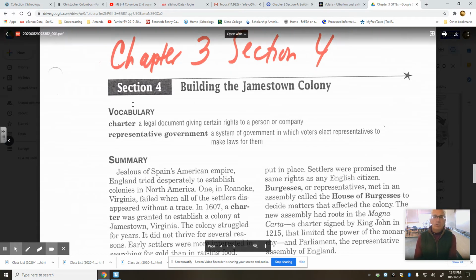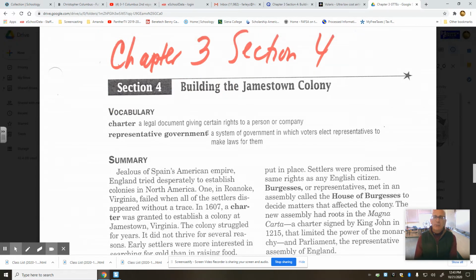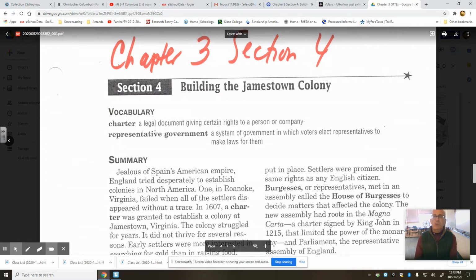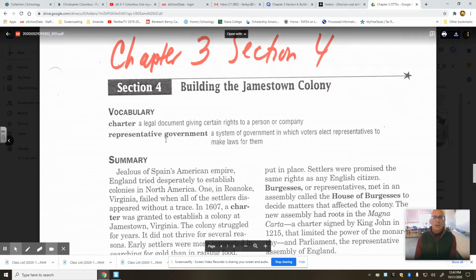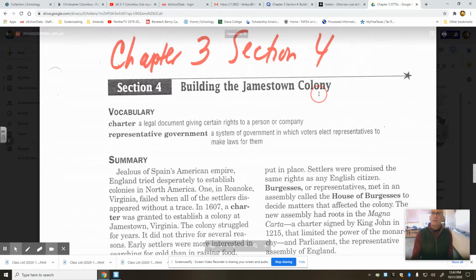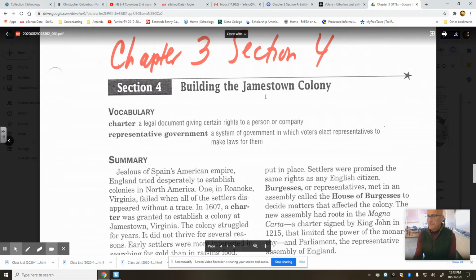And as always, we're going to look first at our vocab at the top of the reading. There are 6 words total in this section. 2 of them will appear in the reading, and the other 4 you will find on your Quizlet deck. The Quizlet deck will be posted on your Google Classroom feed, and you can also sign into Quizlet directly. But there are 6 terms total for this particular reading. We're going to be talking about the building of the Jamestown colony.